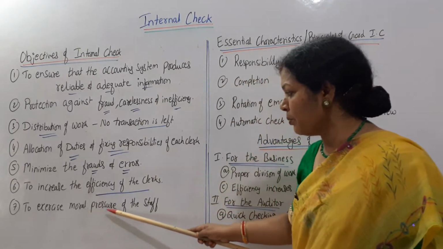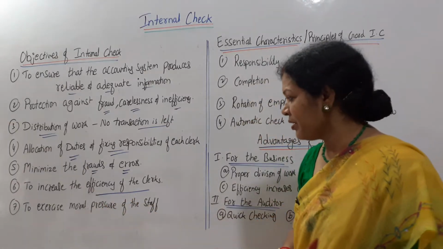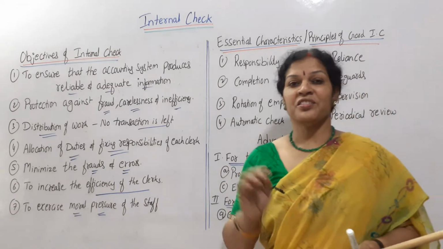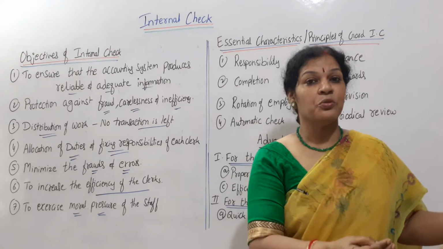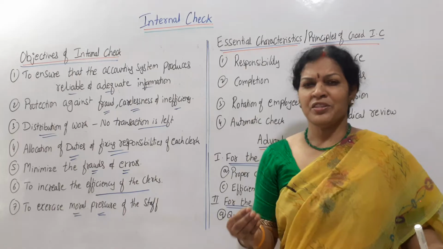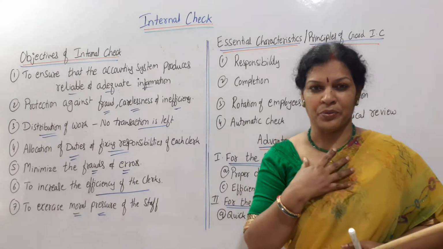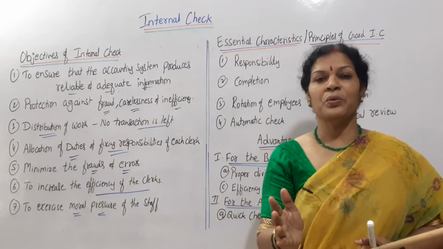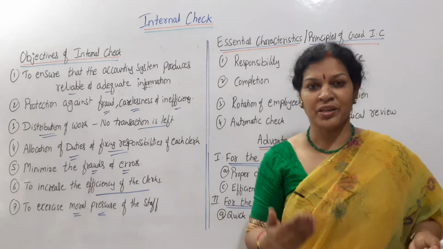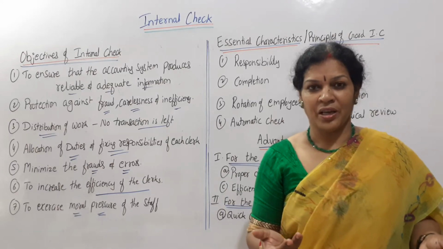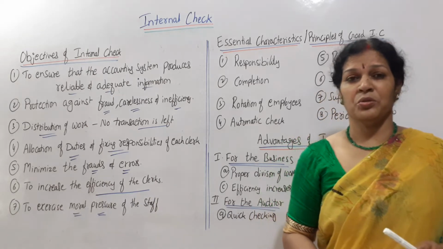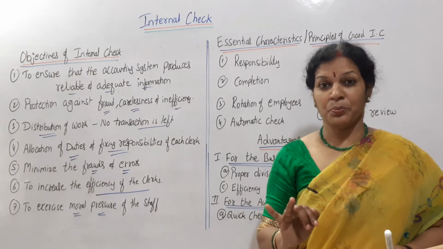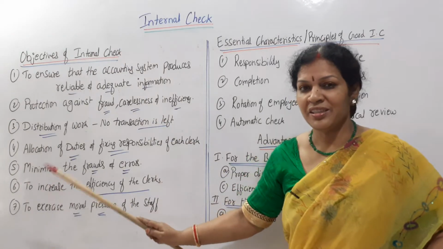Next one, to exercise moral pressure on the staff. Generally, when work is divided in such a fashion, when we are giving the duties and responsibilities, each and every staff member has a good clear-cut idea about what I have to do. There won't be any kind of pressure. Morally, honestly they do the work. I have clarity on what I have to do. Then why pressure? Target is given to me, and I want to focus on it. So this is going to increase the moral values of every staff member, honest and also efficient in performing their duties. So these are the objectives of the internal check system.